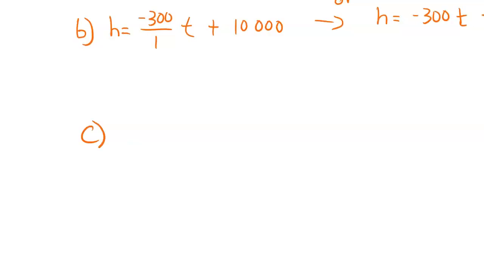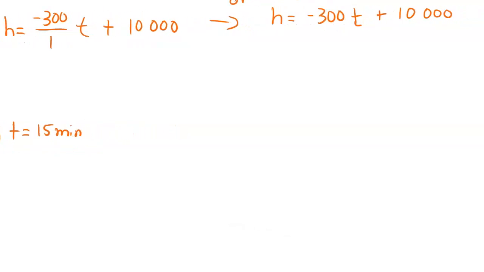For C, it says, what is the height of the plane after 15 minutes? Well, now we can use this equation that we created to calculate for this. So t equals 15 minutes, because we want to find out what's the height at 15 minutes. So h is going to be our height, negative 300 times t, where t is going to be 15 because that's our 15 minutes, plus 10,000 because that's our constant.